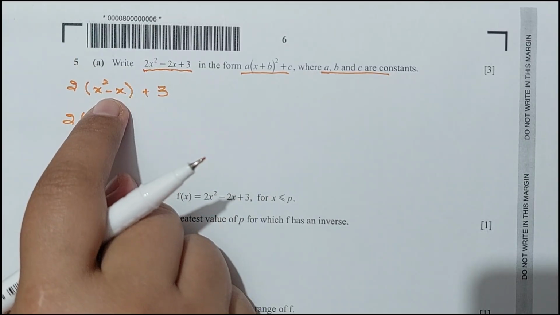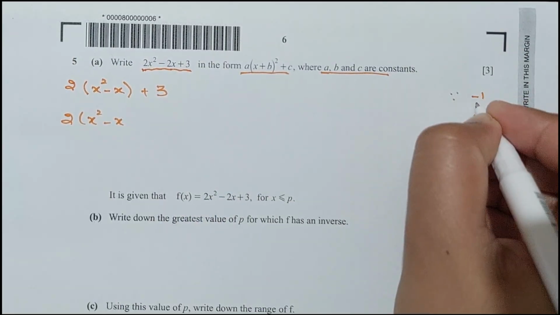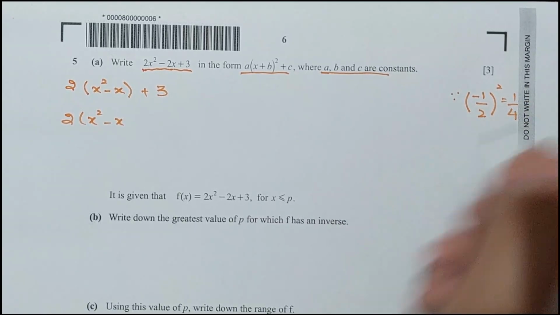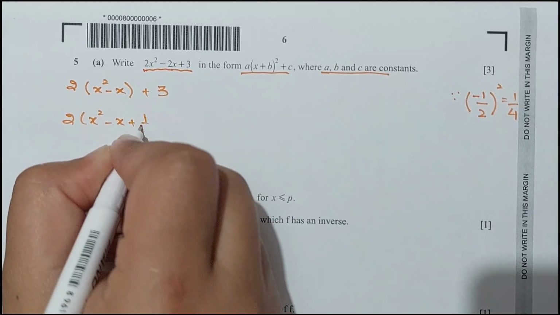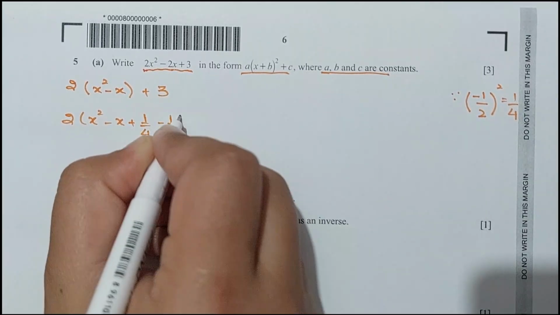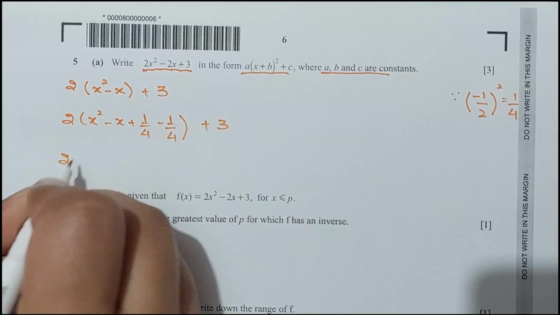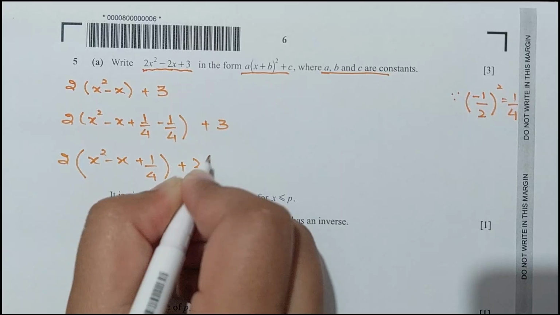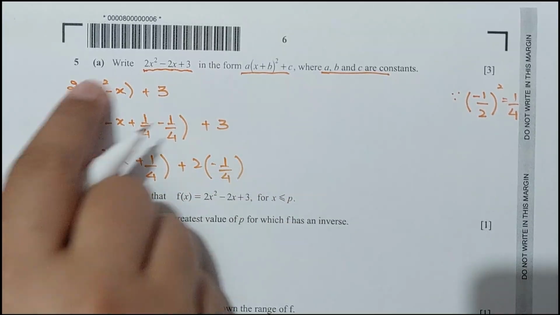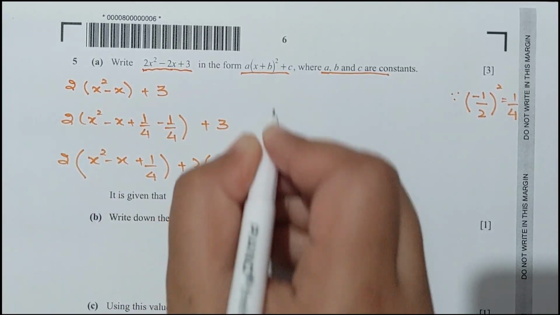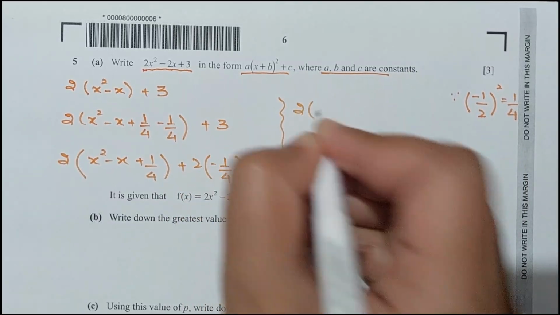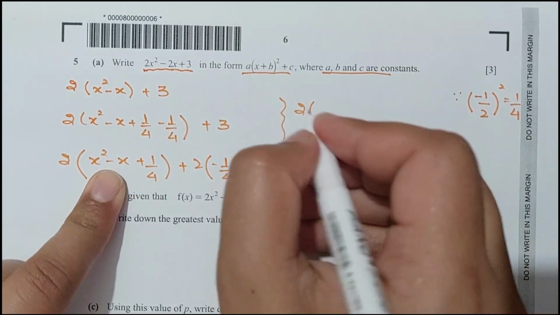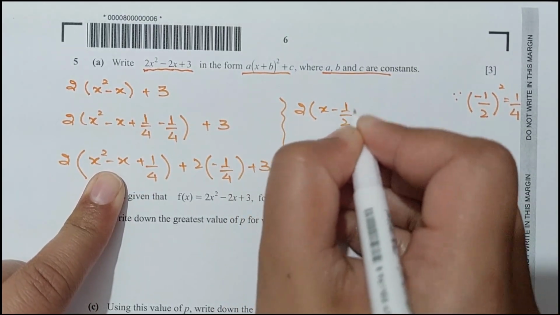Now take the coefficient of x, which is negative 1. You have to divide it by 2, which is minus 1 by 2. Take its whole square, which is 1 by 4. 1 square is 1 and 2 square is 4. So add 1 by 4 and subtract 1 by 4 inside the bracket, and plus 3 is outside. So 2, combining the first three terms, x square minus x plus 1 by 4, plus 2 into minus 1 by 4, this 2 with the next term, plus 3. So 2, the square is completed, x square and 1 by 4 is a square of 1 by 2 and negative sign. So x minus 1 by 2, its whole square.